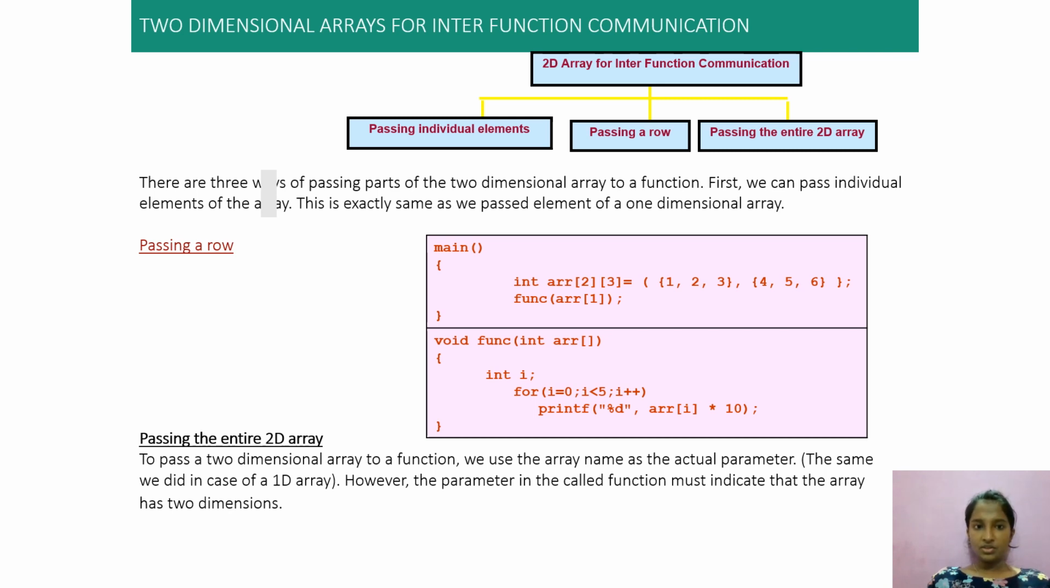There are three ways of passing parts of the two-dimensional array to the function. First, we can pass individual elements of the array. This is exactly the same as we pass elements of the one-dimensional array. Next, passing the entire 2D array.